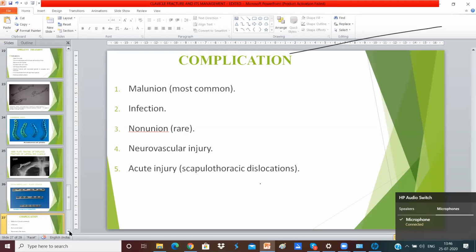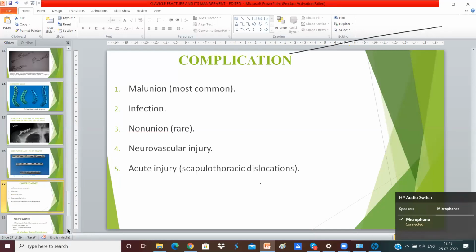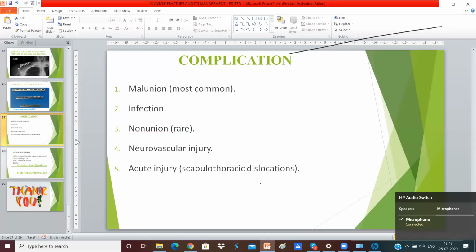Now, what are the complications we may encounter sometimes? Malunion, infection, non-union, neurovascular injury, and sometimes scapulothoracic dislocations may also be associated, according to the trauma. In most cases, the neurovascular status is very important, because of the trauma there is a possibility of neurovascular injury. Also, operative treatment may end up sometimes in non-union, sometimes malunion, and sometimes infection because of the operation. These are not very uncommon, but may be common sometimes.